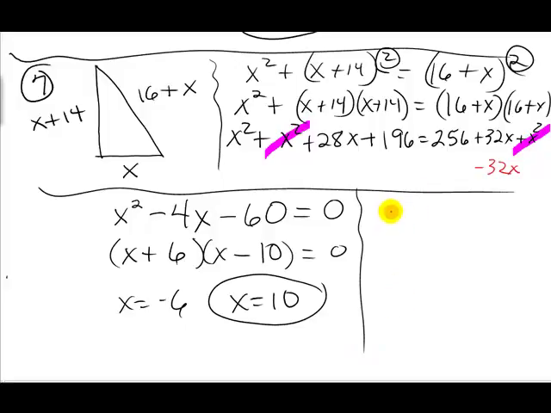So one side is 10, another is 10 plus 14, another is 16 plus 10. And all of these are going to be, in number 7, let's see, inches. Inches, inches, inches. Very good.